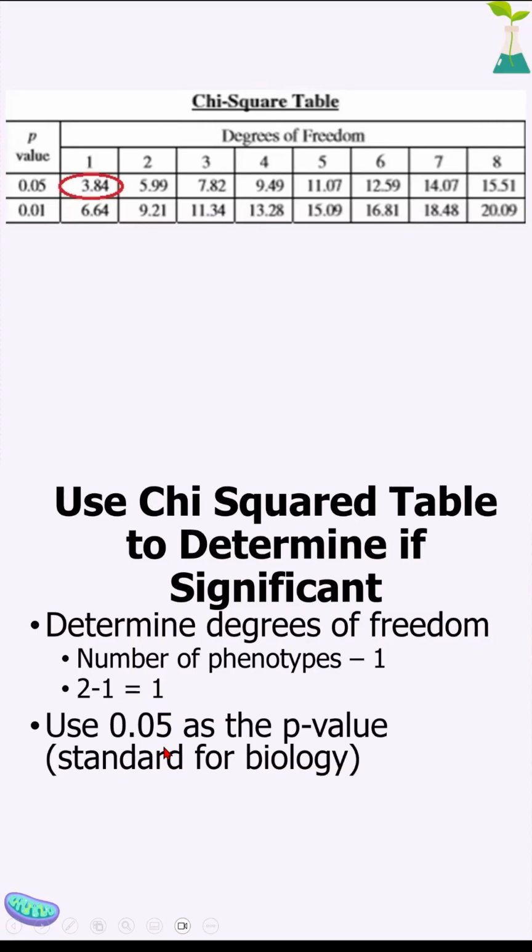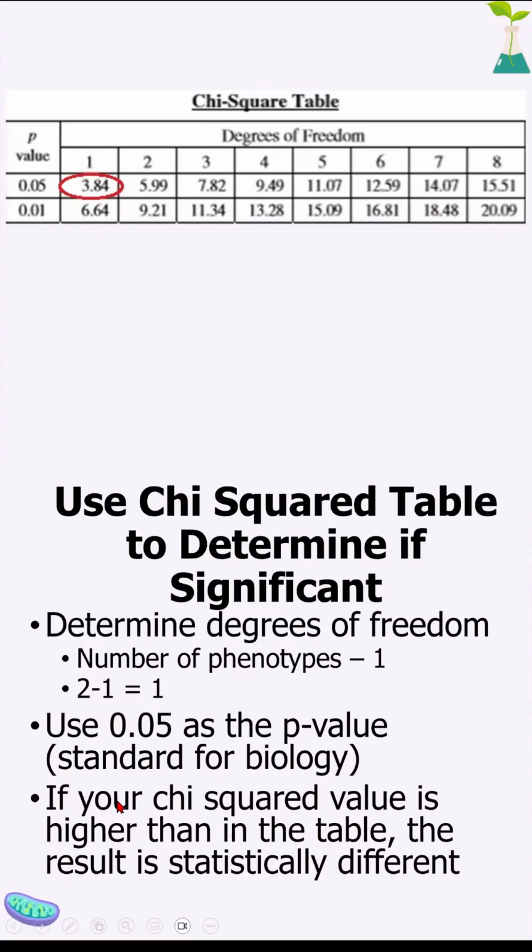And in biology, as a standard, we use 0.05 as our p-value. Different fields or different requirements might do a p-value of 0.01 or whatever, but just for the purpose of this video, we're going to use the 0.05 p-value. So you're basically going to find your degrees of freedom, which is 1, and your p-value, which is 0.05, and our golden number right here is 3.84. And basically what you're going to do is determine if the value that you calculated is higher or lower than this. If it is higher, then that means that what you observed in real life is statistically different from what we expected using the Punnett square.